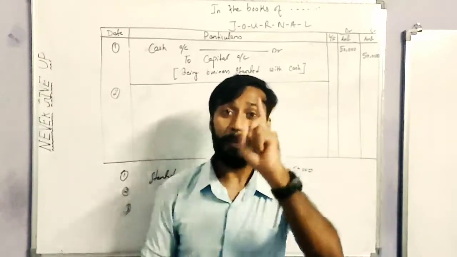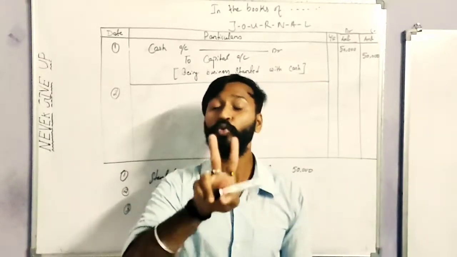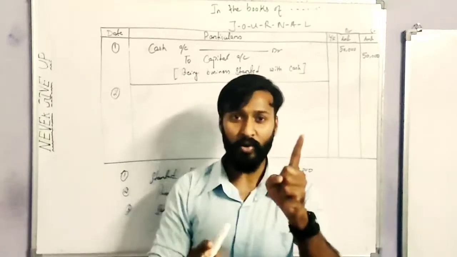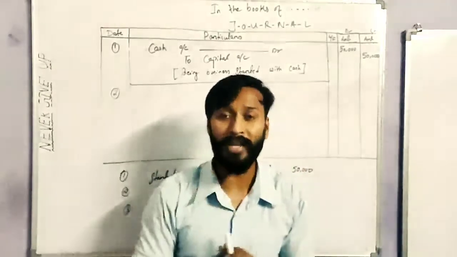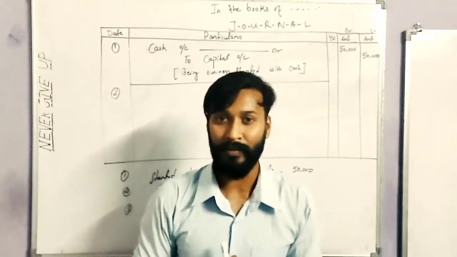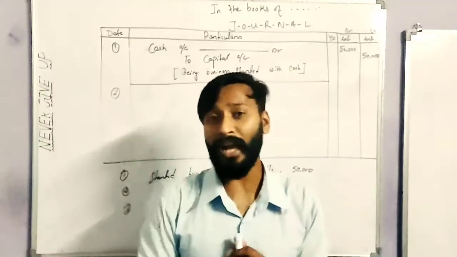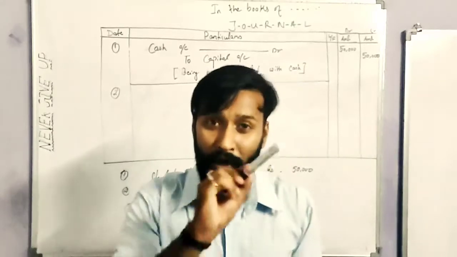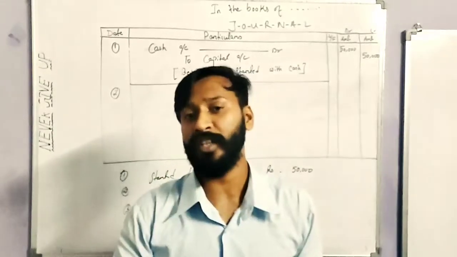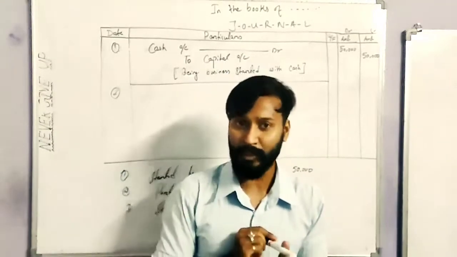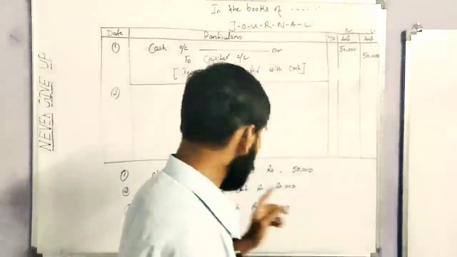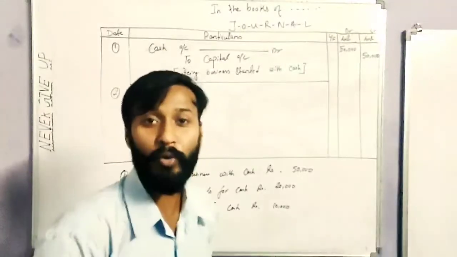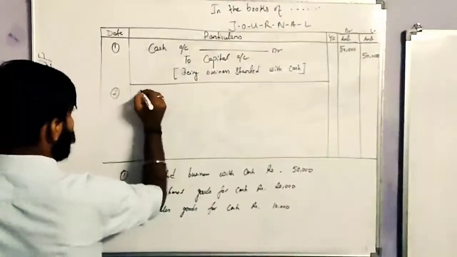In a transaction, minimum there will be two items, two accounts. One is cash account, one is purchase account. So purchase is what? It is a nominal account because it is an expense. And according to the golden rules of the nominal account, debit all expenses or losses. Whatever the expenses will take place in the business, it will be debited. So according to this transaction, purchase account is debit.